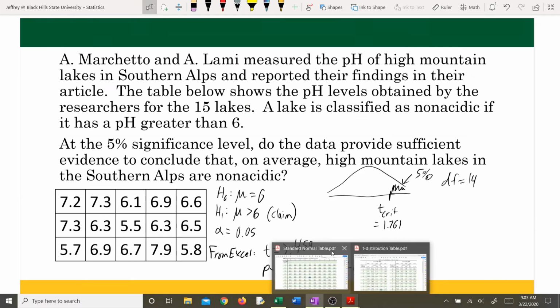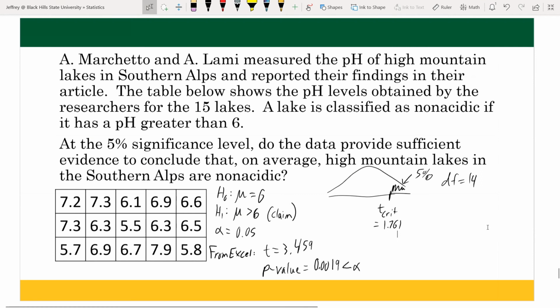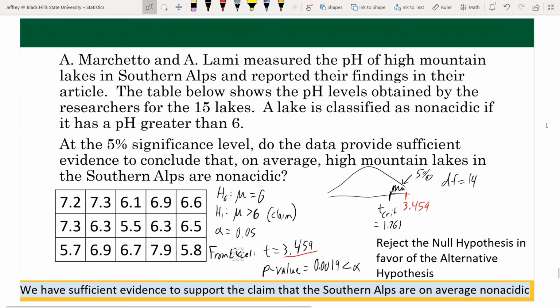1.761. And I noticed that the test statistic is, in fact, to the right of that value, or it's inside the rejection region. So we can reject the null hypothesis in favor of the alternative hypothesis, and we have sufficient evidence to support the claim that the Southern Alps are, on average, non-acidic.